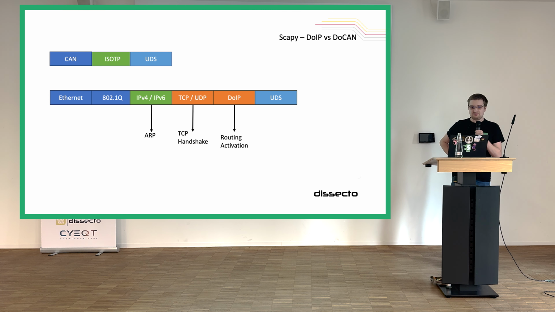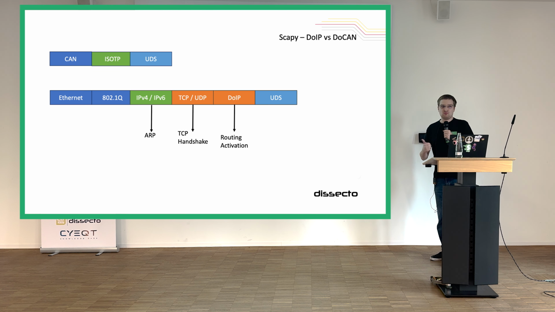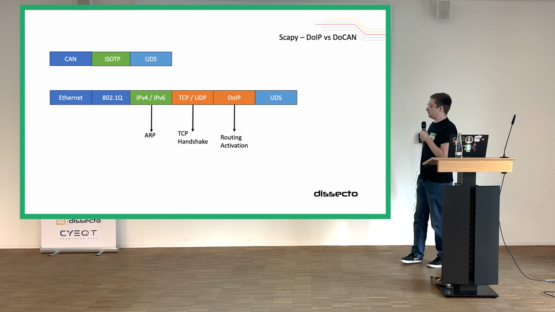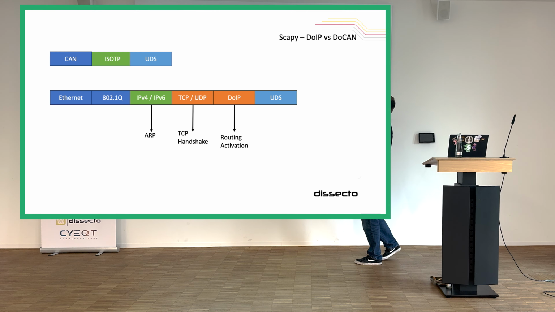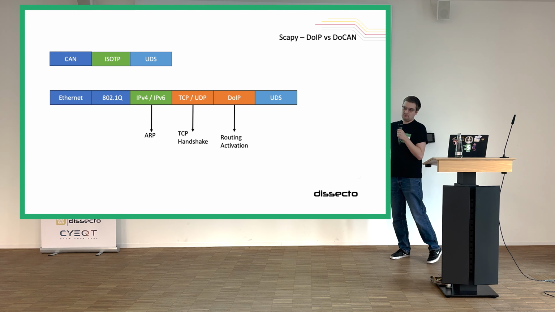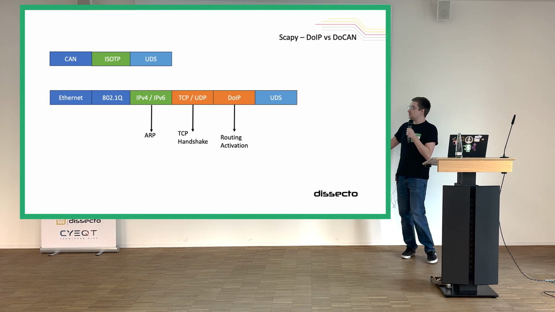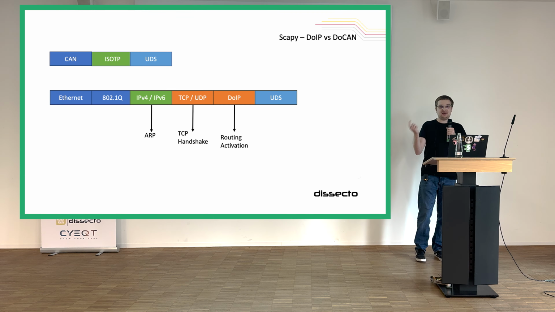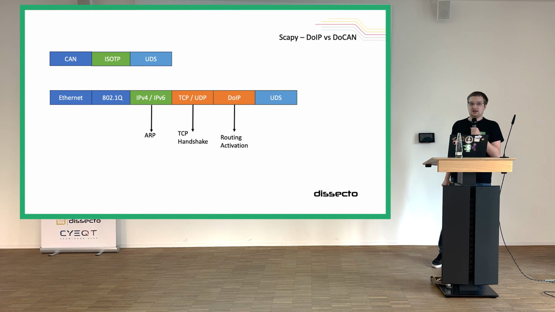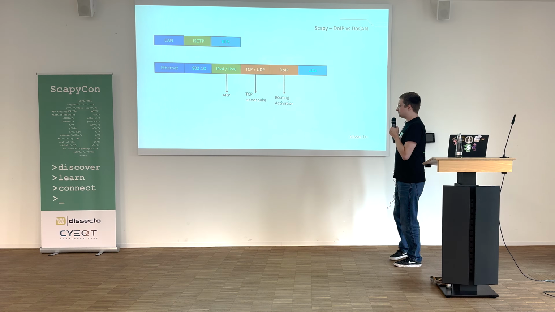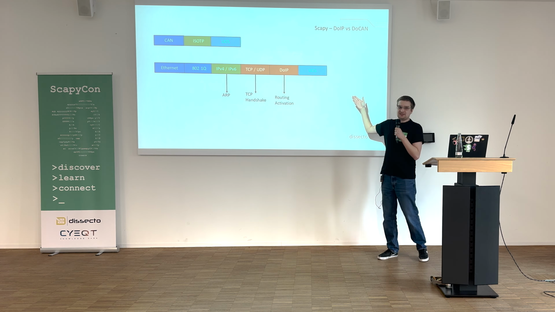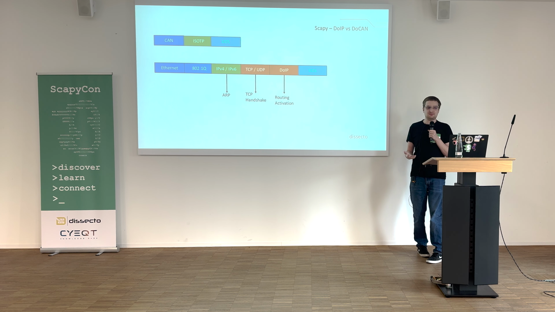If we want to do the same over Ethernet, it gets a little bit more complicated. We have more layers in Ethernet. So we start at the Ethernet layer, then we have VLANs, then we have IPv4 or IPv6 or both. Then we have TCP and UDP. For DoIP, we actually have both, so TCP and UDP. Then we have DoIP, and after that, our UDS part comes. Now, this is not a single message. There actually is more that needs to be done before we can send a UDS message.